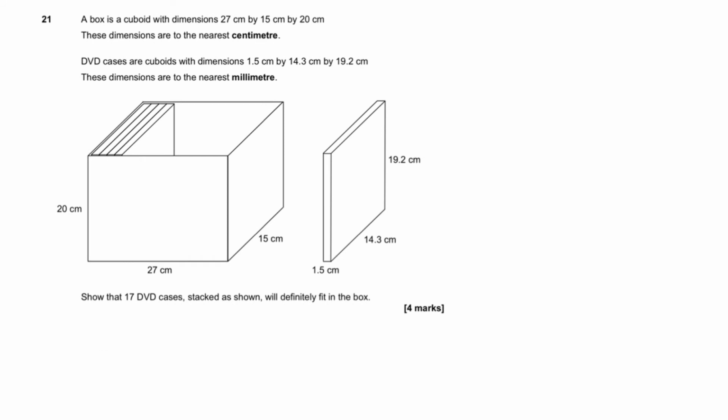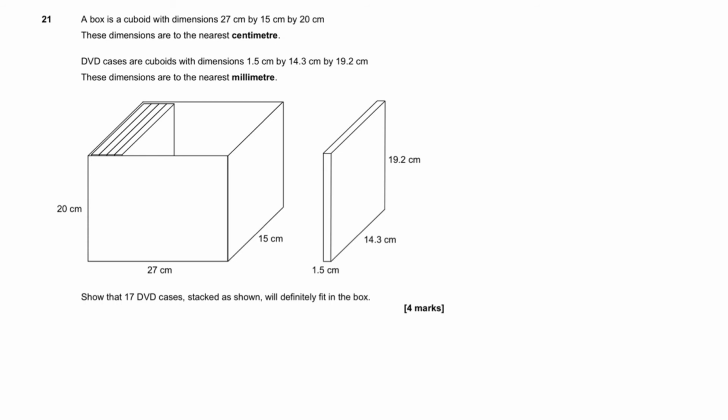So our last question says, a box is a cuboid with dimensions 27 centimetres by 15 centimetres by 20 centimetres. These dimensions are to the nearest centimetre. DVD cases are cuboids with dimensions 1.5 centimetres by 14.3 centimetres by 19.2 centimetres. These dimensions are to the nearest millimetre. Show that 17 DVD cases stacked as shown will definitely fit in the box.